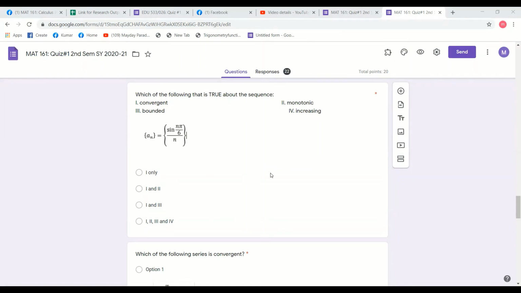Is it monotonic? No, because that is a sinusoidal sequence. It's an alternating sequence. So therefore, it's neither monotonic nor increasing. Therefore, the correct answer here is 1 and 3.